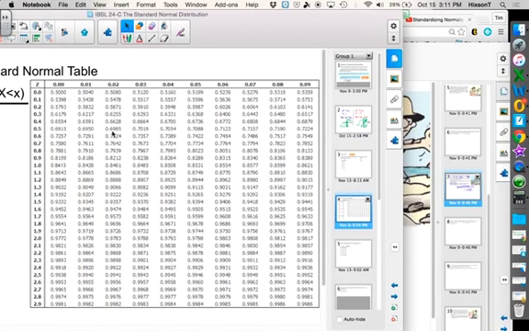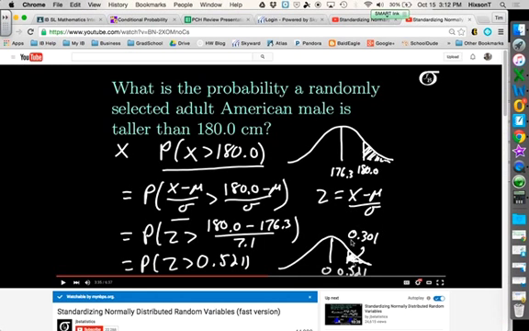All right, now, notice he got a little different percentage. He got 0.3015. That's because this table always gives us the area below that z value. So the area below 0.52 is 0.6985, which means the area above is 1 minus that. That's how we got this 0.301. Does that make sense?